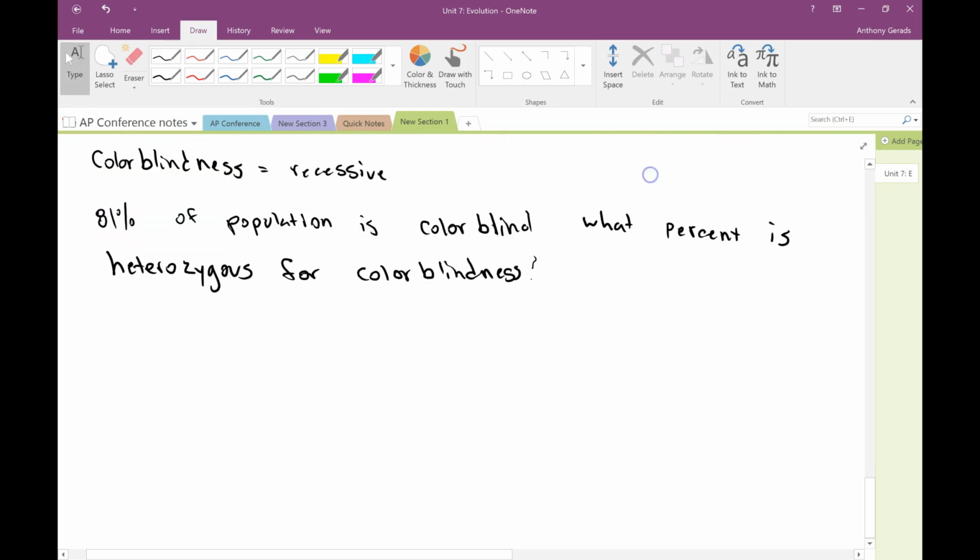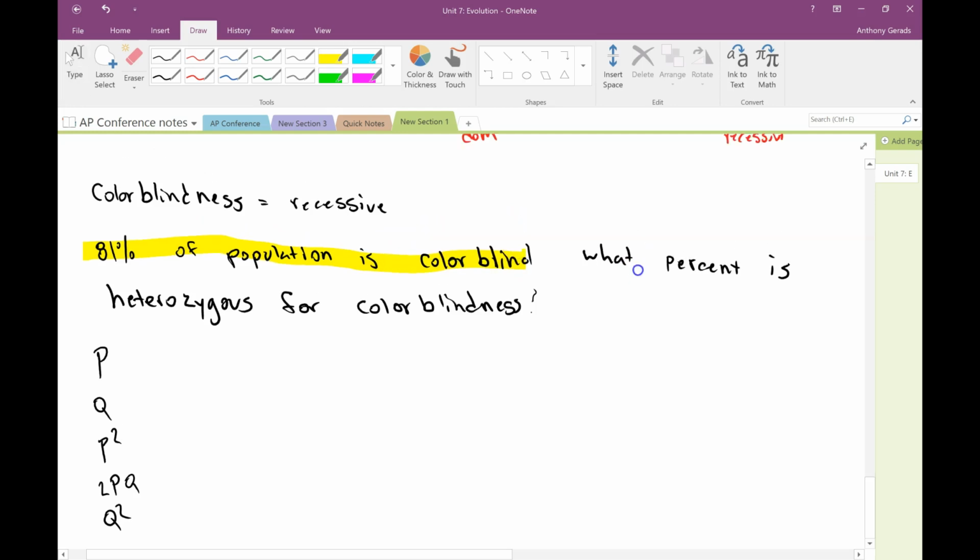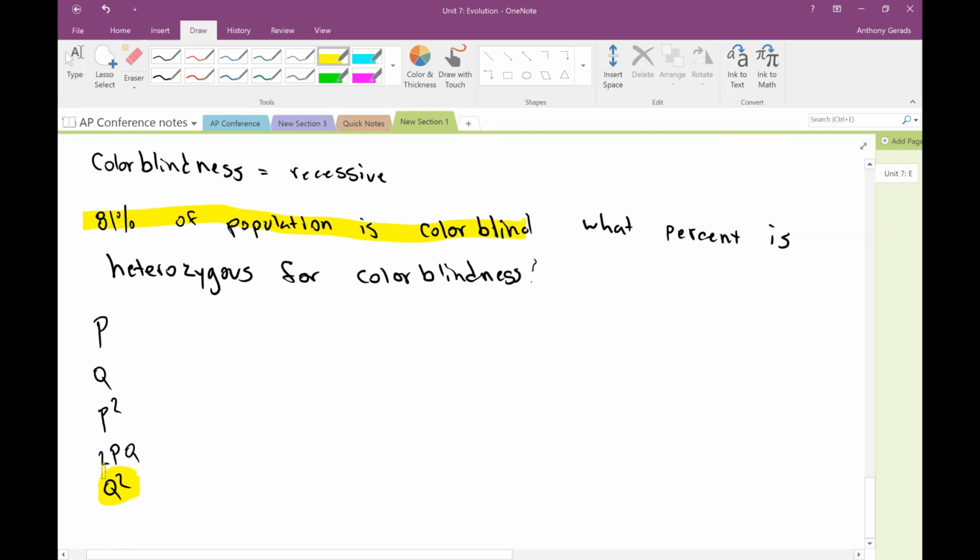So remember, when I'm doing this, I go P, Q, P squared, 2PQ, Q squared. Okay, so that's what I do. I've got to figure out first, what did it give me? Told me 81% of the population is colorblind. Colorblindness is recessive, meaning it gave me Q squared. So I know that Q squared is going to be 0.81. If I find the square root of that, I can find Q. So I know Q is going to be 0.9, meaning P is going to be 0.1. P squared is going to be 0.01, and 0.9 times 0.1 is 0.09 times 2 is going to be 0.18.